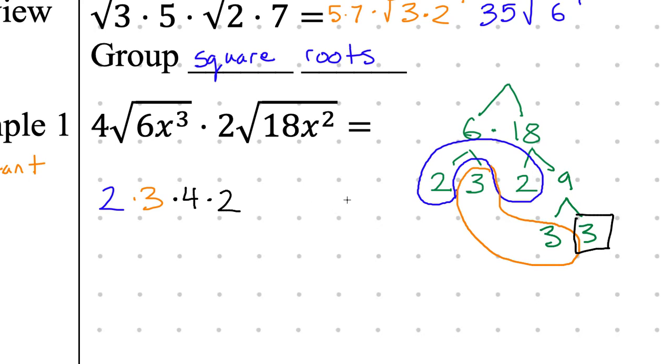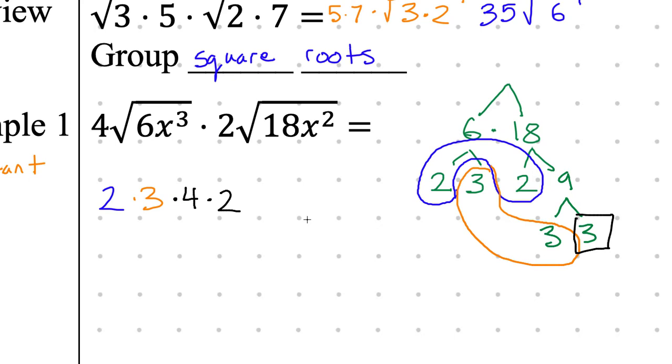All right, and Mr. Snow, where'd you get the 4 from? So the 4 came from the original problem. 4 was already a constant term that was pulled out, so there's the constant term. This 2 was already pulled out. These 2 and 3 came from the pairs in our factor tree. Oh, we need another 3.